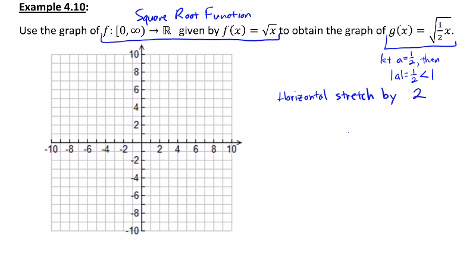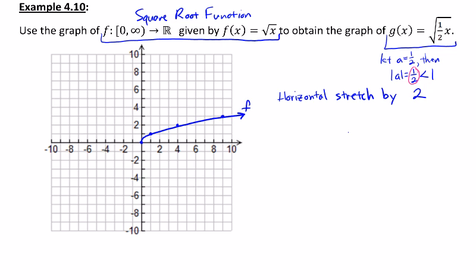Now, the reason why I get 2 is because I'm always supposed to be taking the reciprocal of whatever my multiplier is. So here I'm dealing with 1/2, so the reciprocal of 1/2 is just 2. So we'll say horizontal stretch by 2. Let me go ahead and graph the square root function. There are several key points worth plotting: (0, 0), (1, 1), (4, 2), as well as (9, 3). And that's the graph of f.